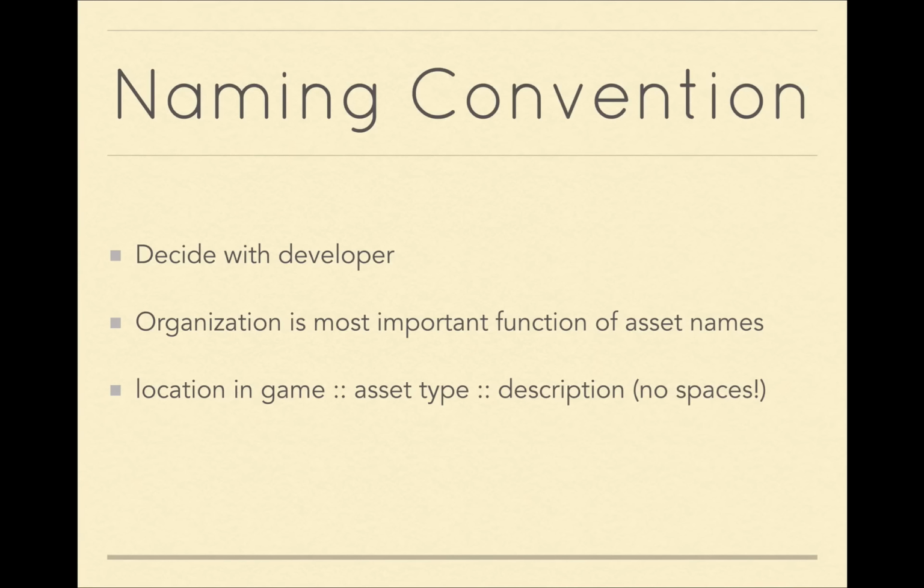So one way that you could name your assets is this way. Have it be location in the game, and then next the asset type, and then next the description of the asset. And it's important that you do not have spaces in any of the asset names, because they're going to take that asset and just drop it right in, and having spaces in the name can throw some things off in the coding language. So that would translate to something like this.